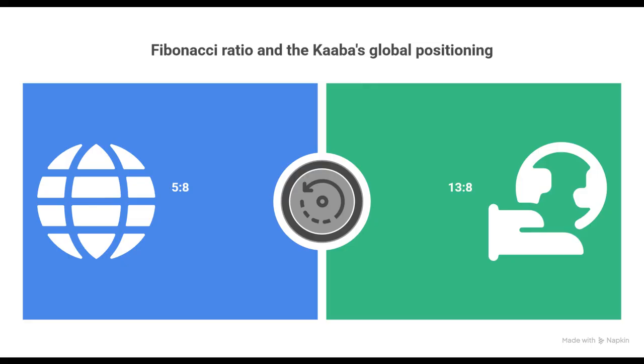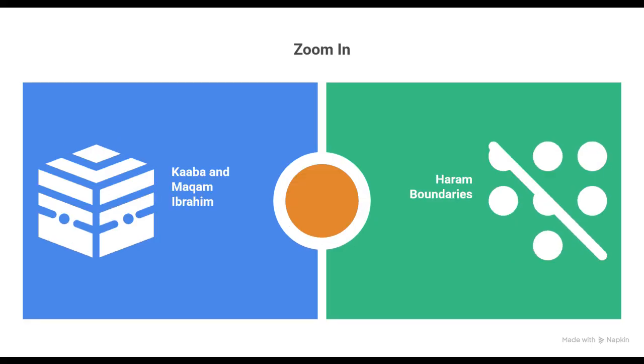Intriguingly, the sequence of numbers 5, 8, and 13, when mapped directionally, creates a counter-clockwise spiral, mirroring the very direction of the Tawaf, the ritual of circulating the Kaaba.